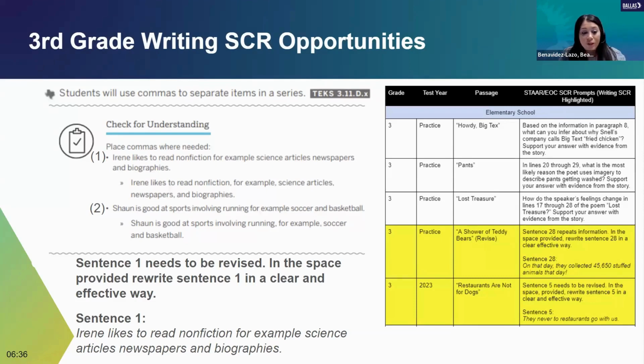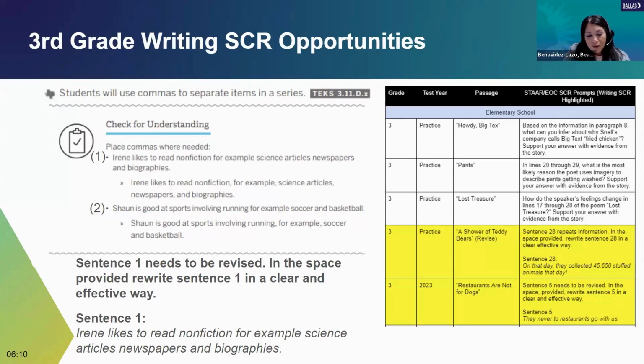not saying that that's going to happen this year, because remember, just because one year it happens doesn't mean it's going to happen the same the next year, but we just want to keep this in mind that last year, all the SCR opportunities were writing. So if you have not been practicing SCR writing, now is a time you want to implement some of those opportunities for your students.